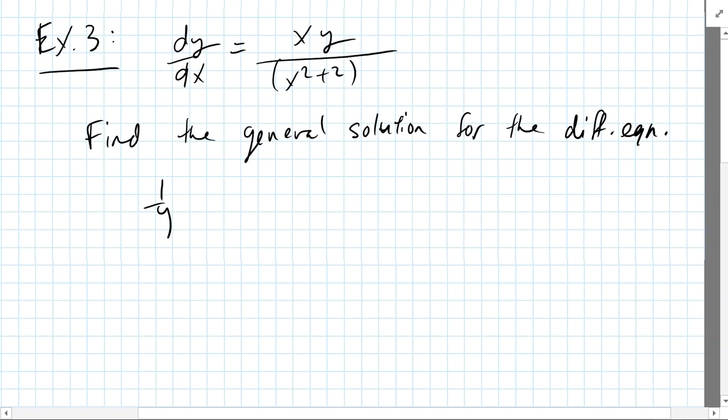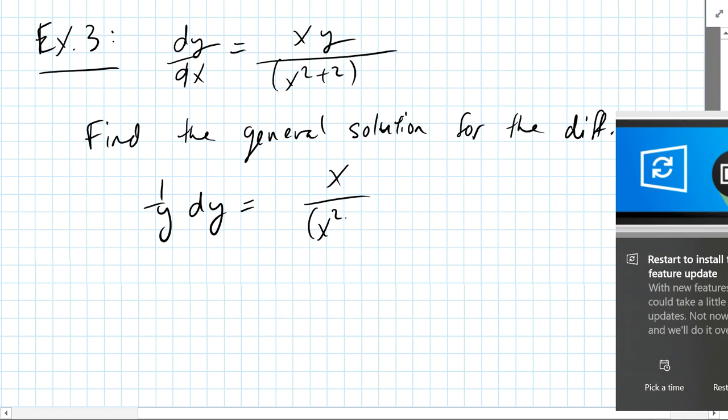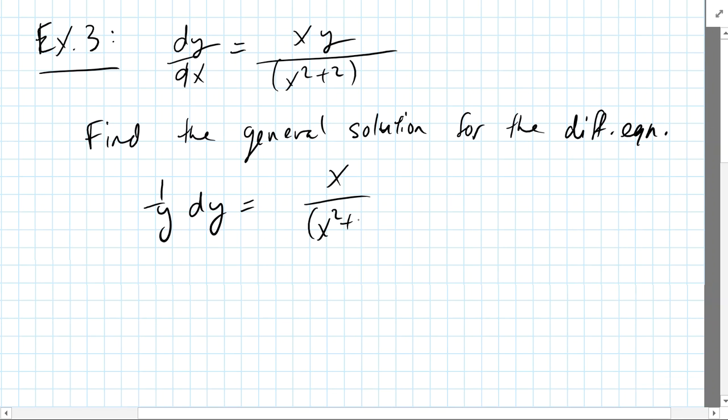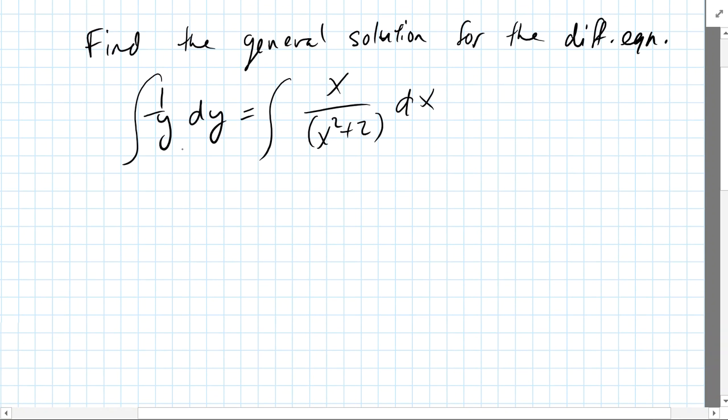Am I going to end up with 1 over y dy equals x over x squared plus 2 dx? Yes? Integrate both sides. Repeat, rinse, wash. Yeah? What's the antiderivative of 1 over y? Natural log. Need to get used to that.